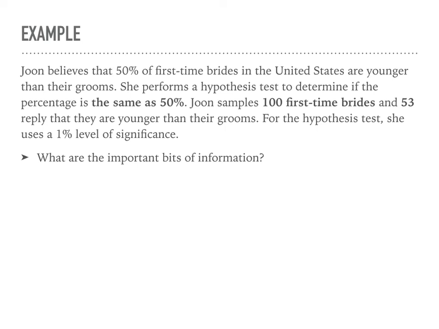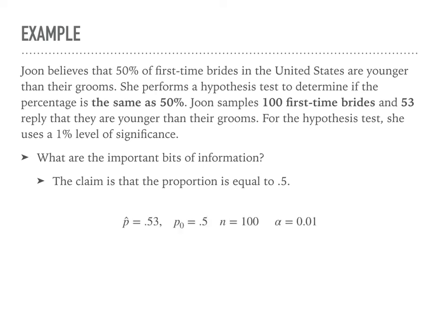What are the important bits of information? Well, the claim is that the proportion is equal to 0.5. Our sample proportion is 0.53, and we're comparing to 0.5. Our sample size is 100, and alpha is 0.01.